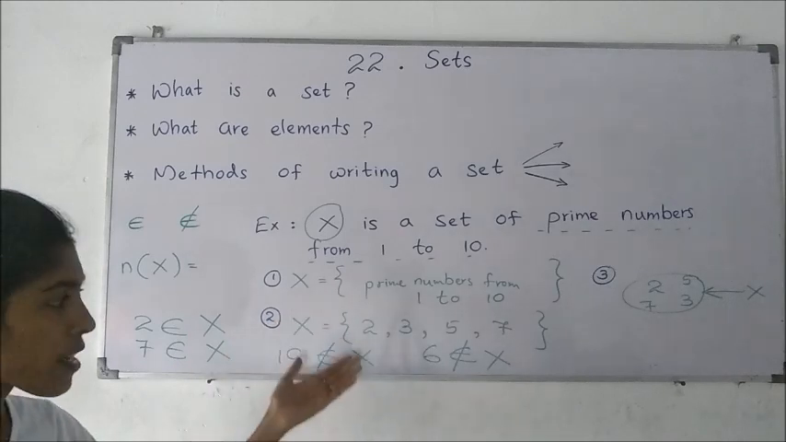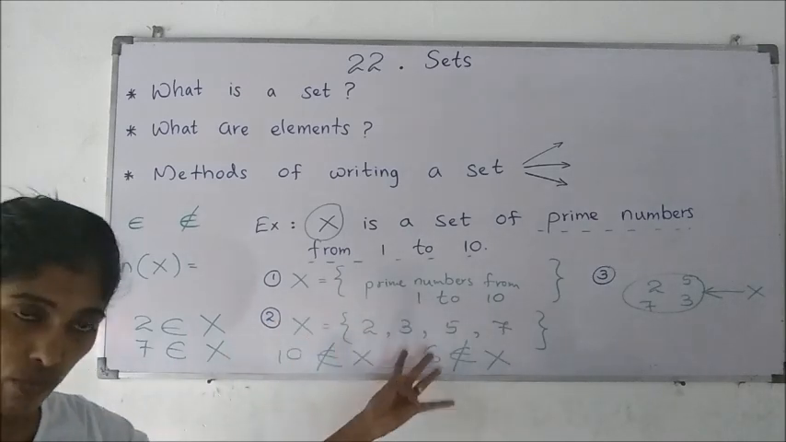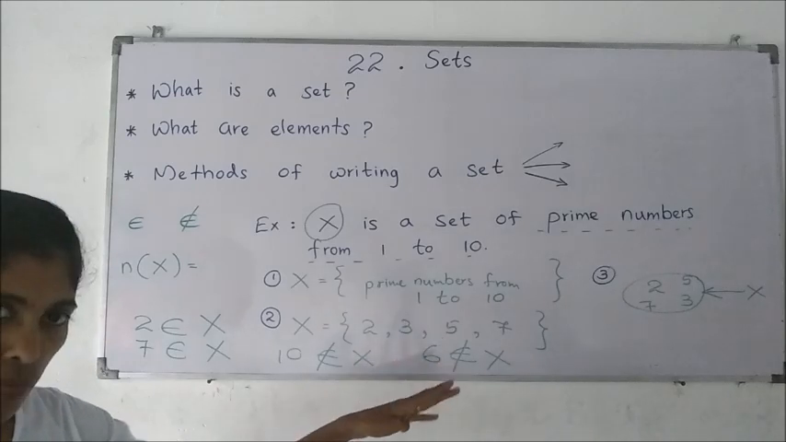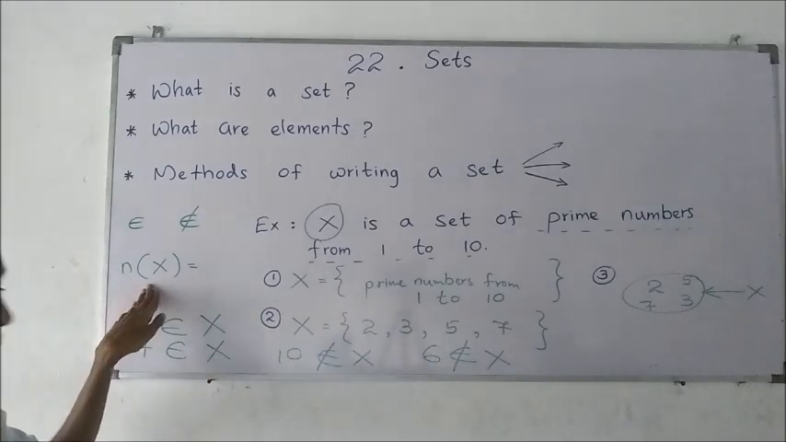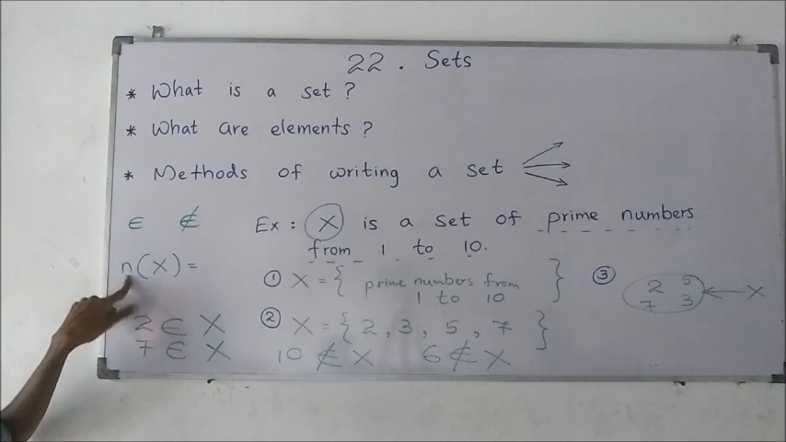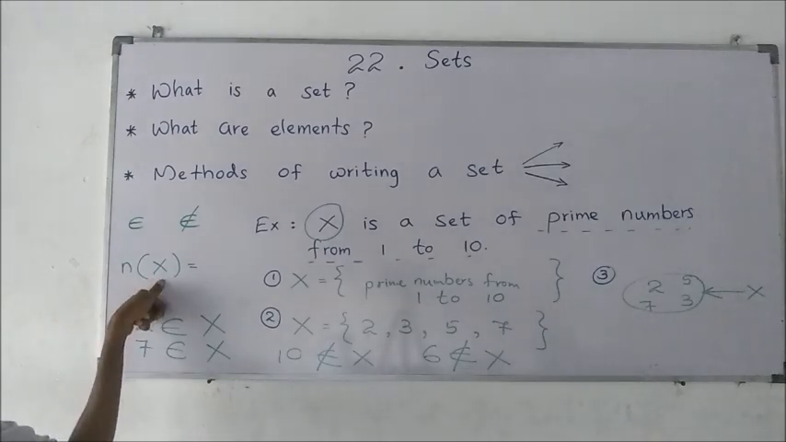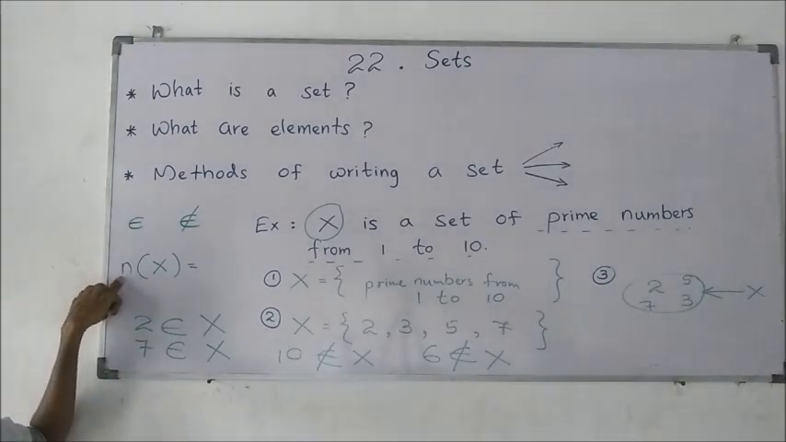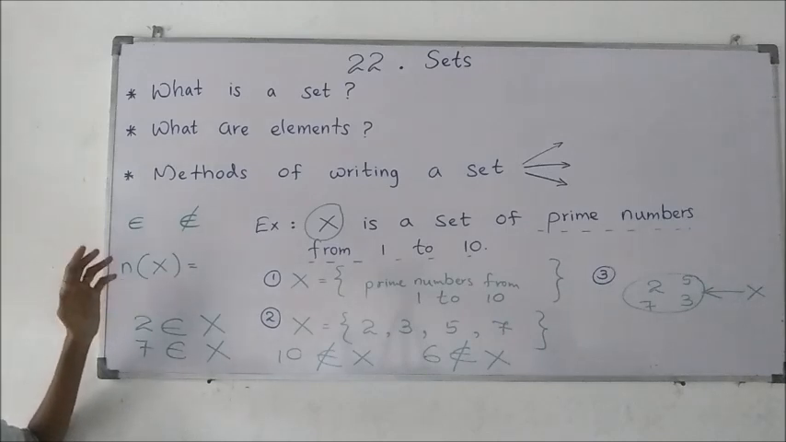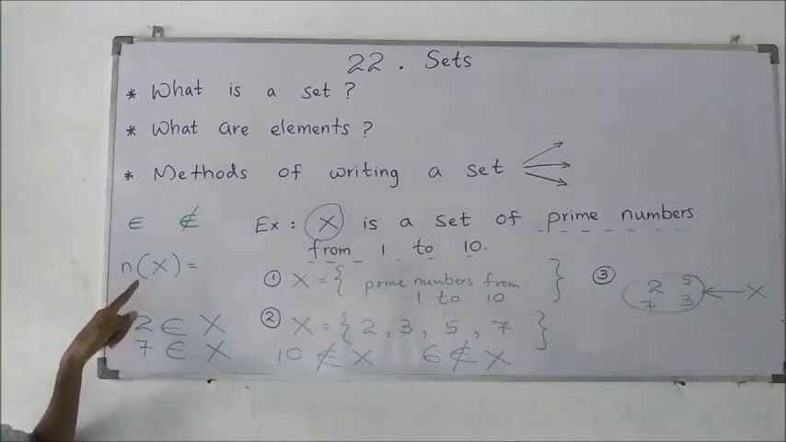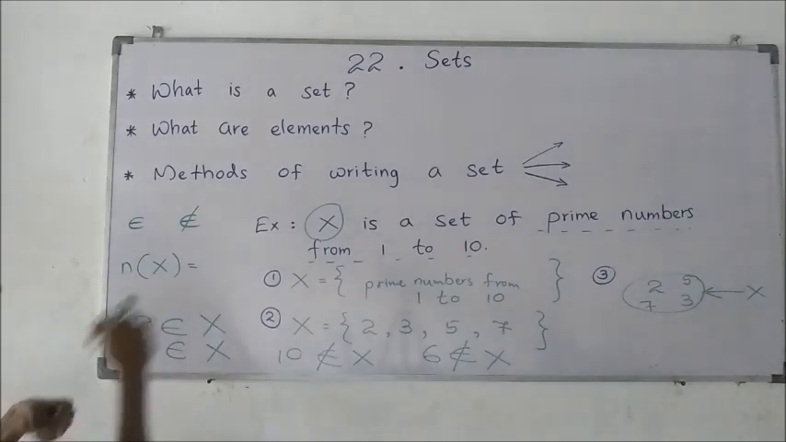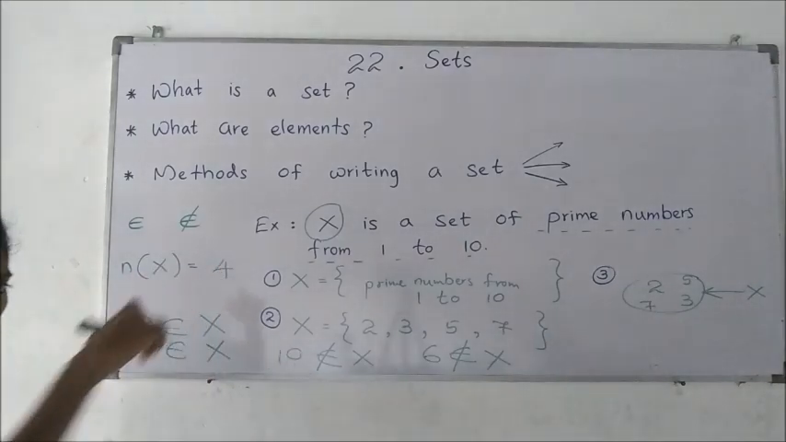How many elements are here? 1, 2, 3, 4. There are 4 elements now. So how do we write it as a symbol? This shows the number of elements in set X. This simple n represents the number of elements. Put it outside the bracket, and inside the normal brackets, parentheses, you can put the name of the set. There are 4 elements, so you can write 4.